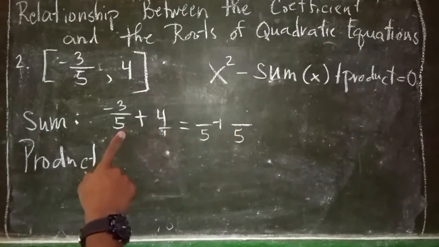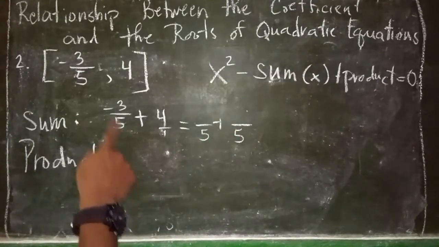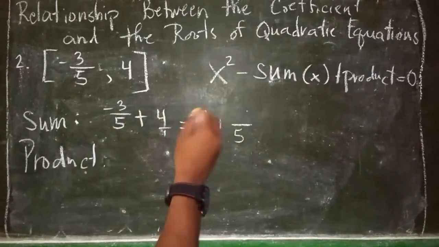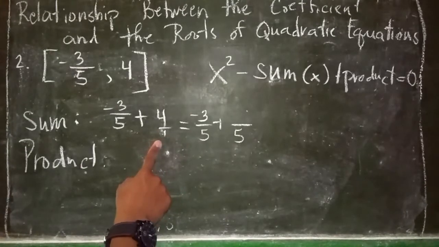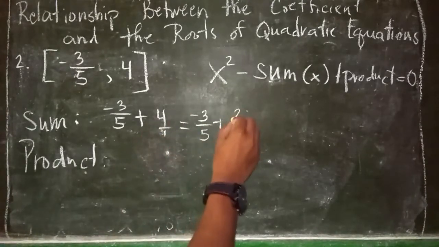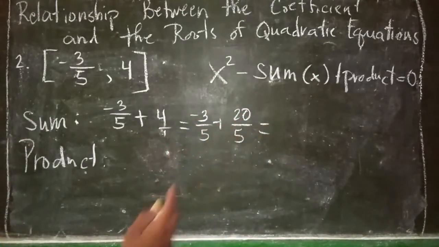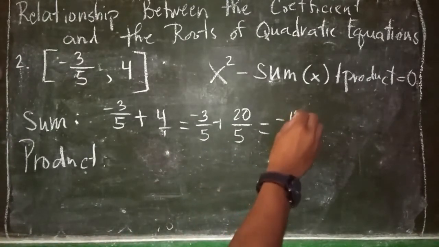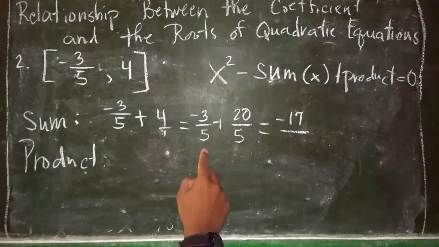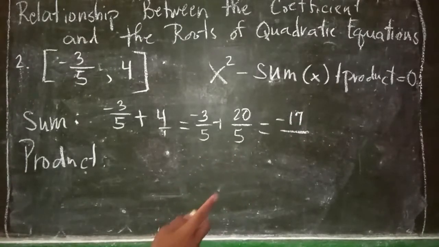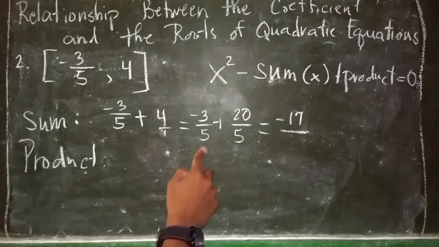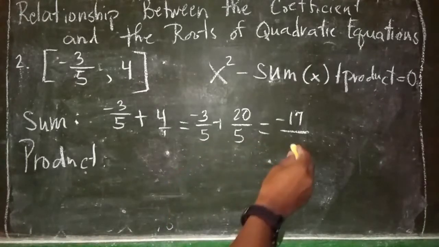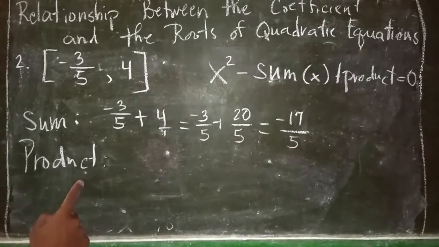Okay, so 5 divided by 5, 1 times negative 3, negative 3. 5 divided by 1, 5. 5 times 4, 20. Okay, so negative 3 plus 20, that is negative 17 over 5 plus 5? Hindi. You're just gonna follow or copy the common denominator. So that is 5. Next, product.